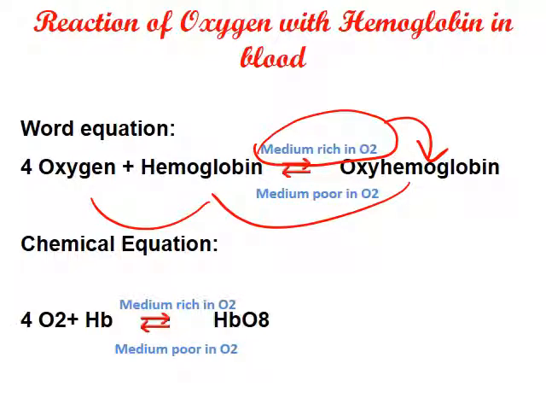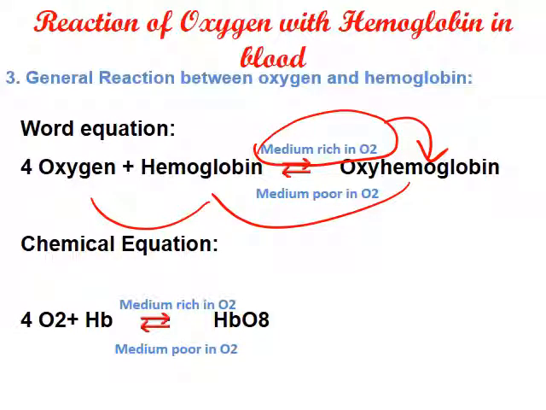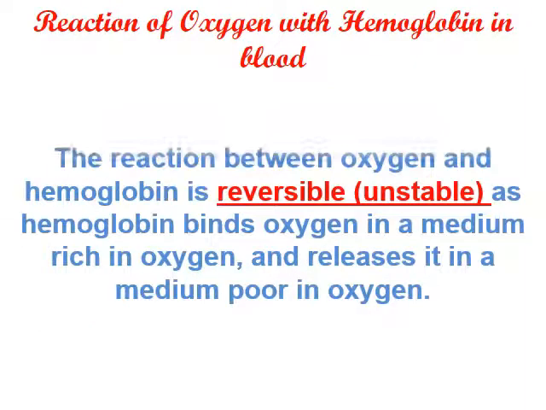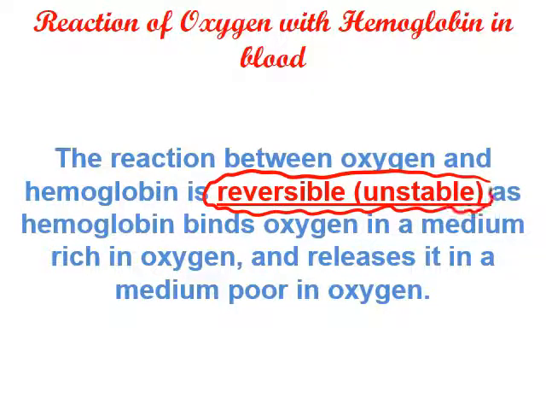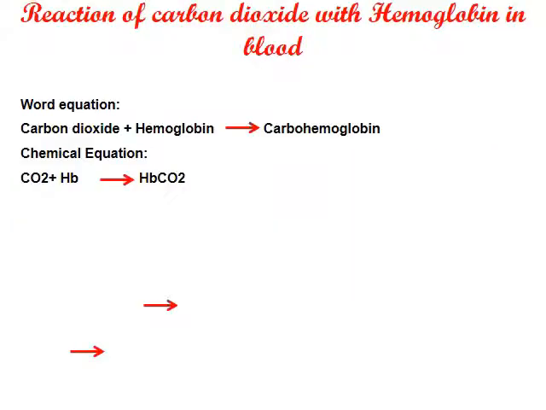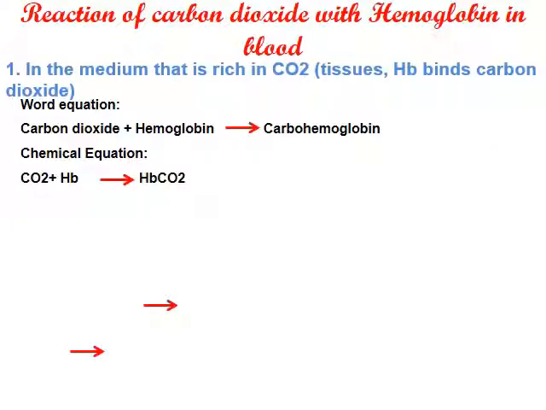In the chemical equation, we have 4O2 plus hemoglobin giving HbO8 in the rich medium, while in the poor medium, HbO8 gives hemoglobin plus 4O2. This is the general reaction between oxygen and hemoglobin. You have to know that the reaction between oxygen and hemoglobin is reversible, meaning it is unstable, as hemoglobin binds oxygen in a medium rich in oxygen and releases it in a medium that's poor in oxygen. Now, we're going to move to the medium that's rich in CO2.